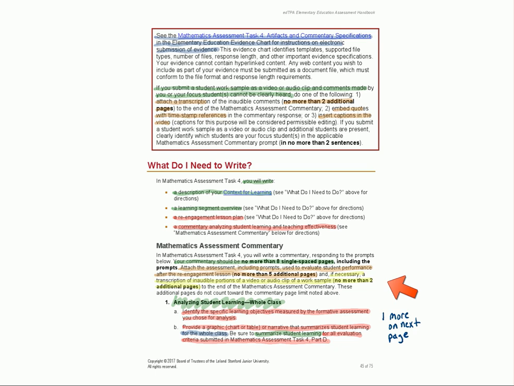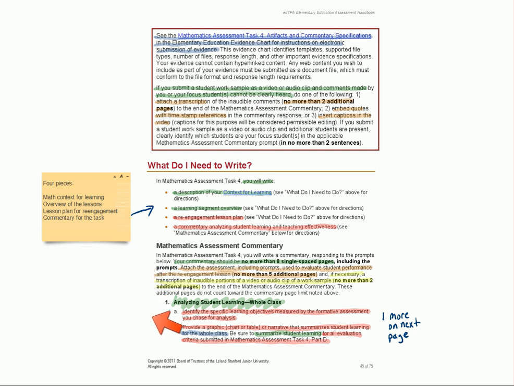First off, on the what do I need to write piece, there are 4 pieces. Let's go through the 4 pieces. The first piece is the mathematics context for learning. The second being an overview of the lessons that were taught that set up the assessment. You need to write a lesson plan for the re-engagement lesson. And then you need to write a commentary for the whole task, which covers all of these other things as well, especially your analysis and then your re-engagement lesson and teaching.